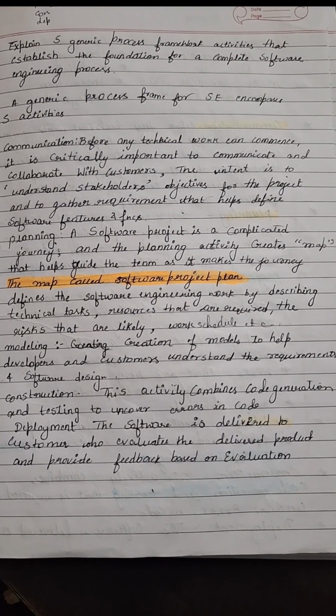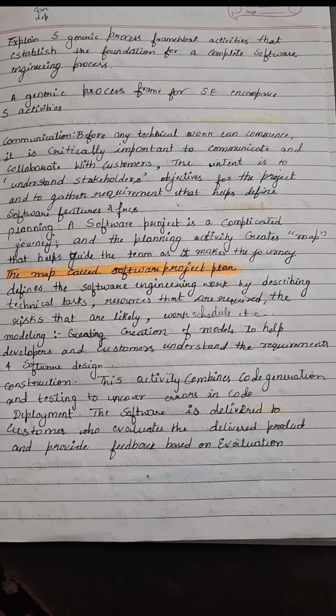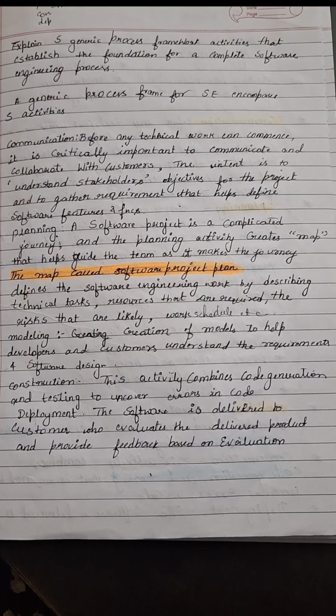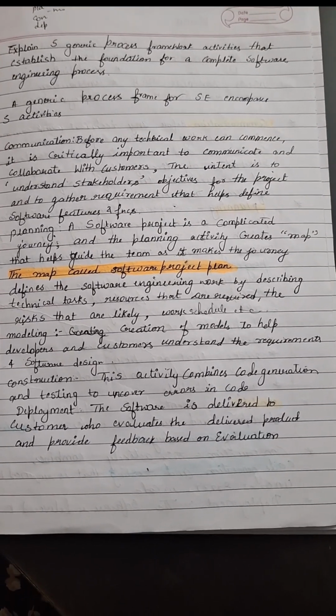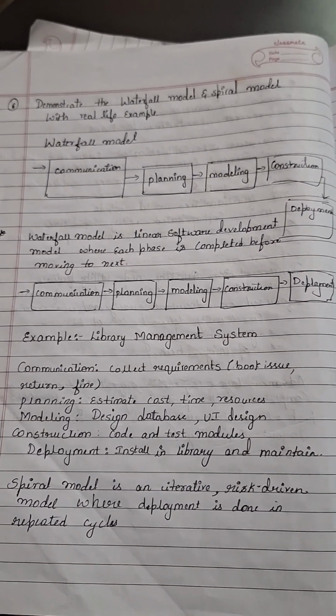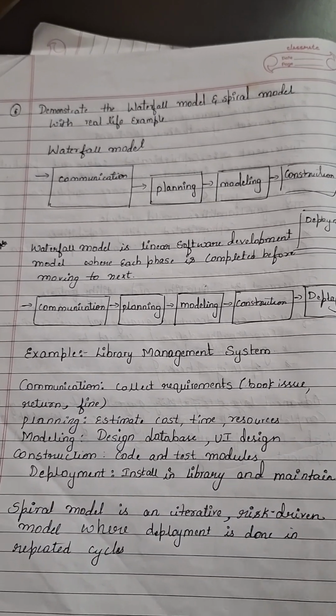Deployment is nothing but the software is delivered to the customer, who evaluates the delivered product and provides feedback based on the evaluation. So there was one more question where they asked to demonstrate examples for the waterfall model and spiral model.